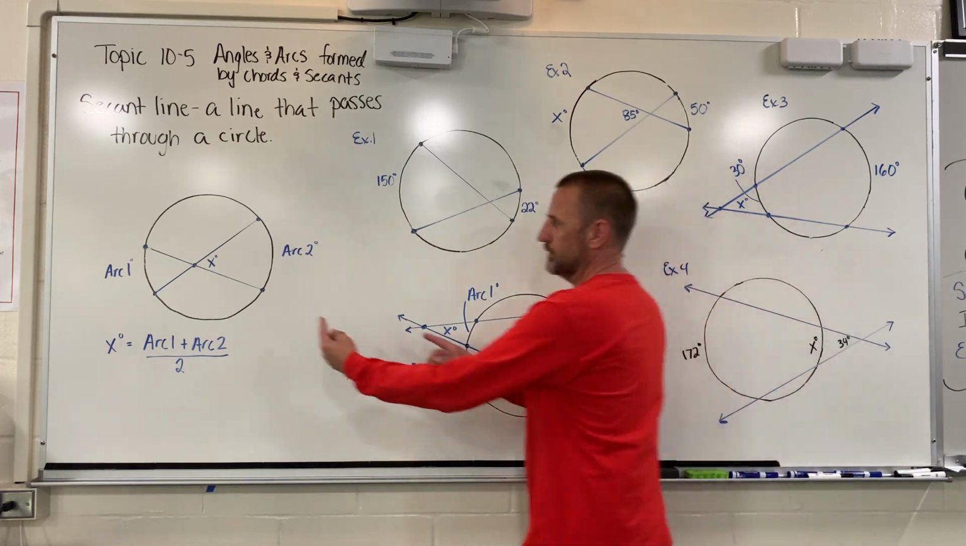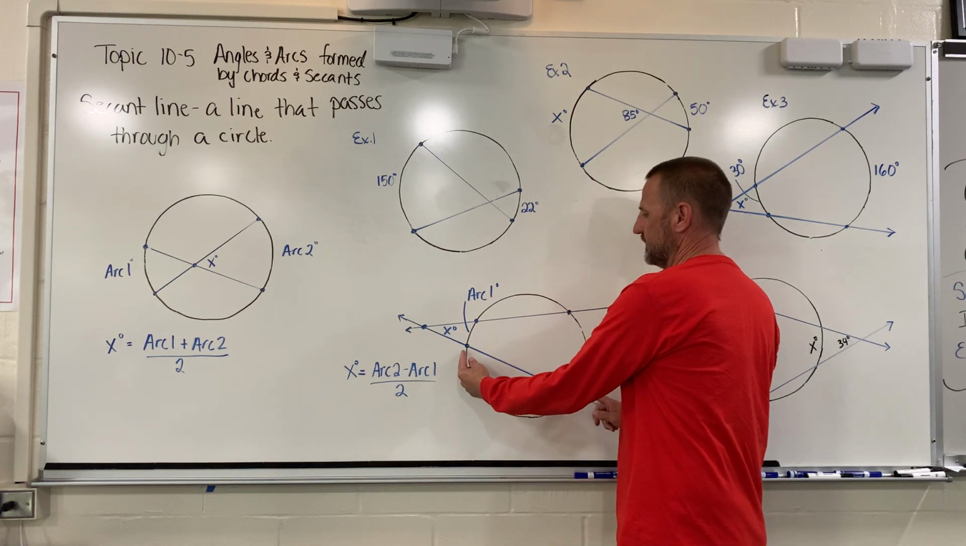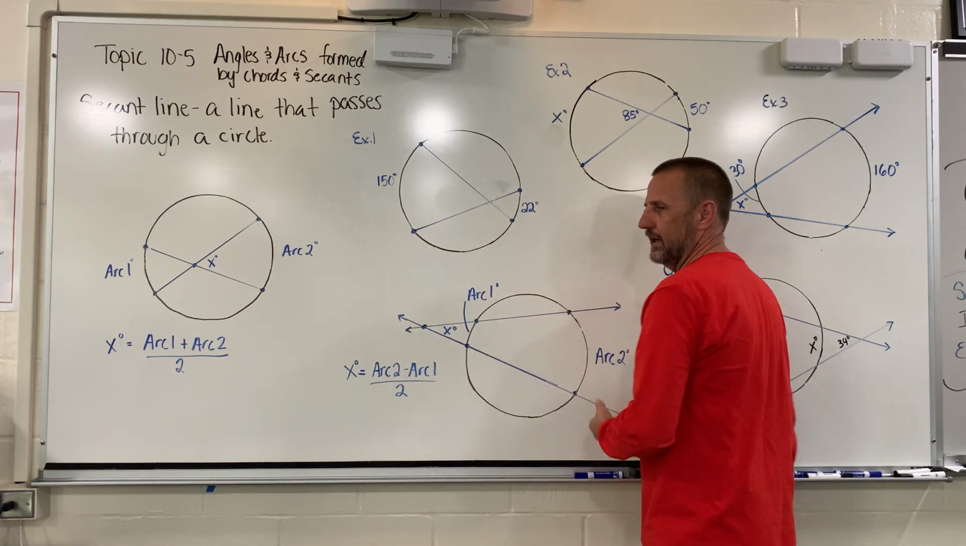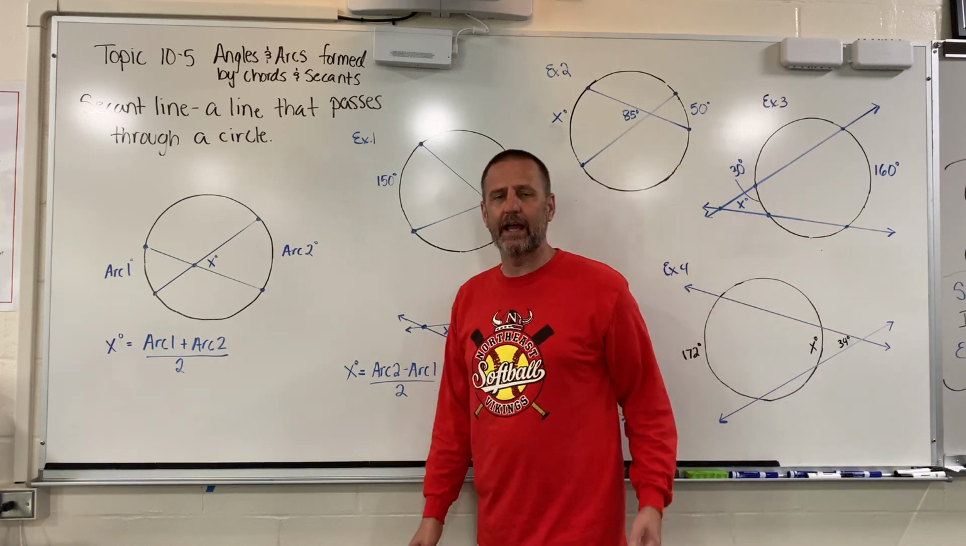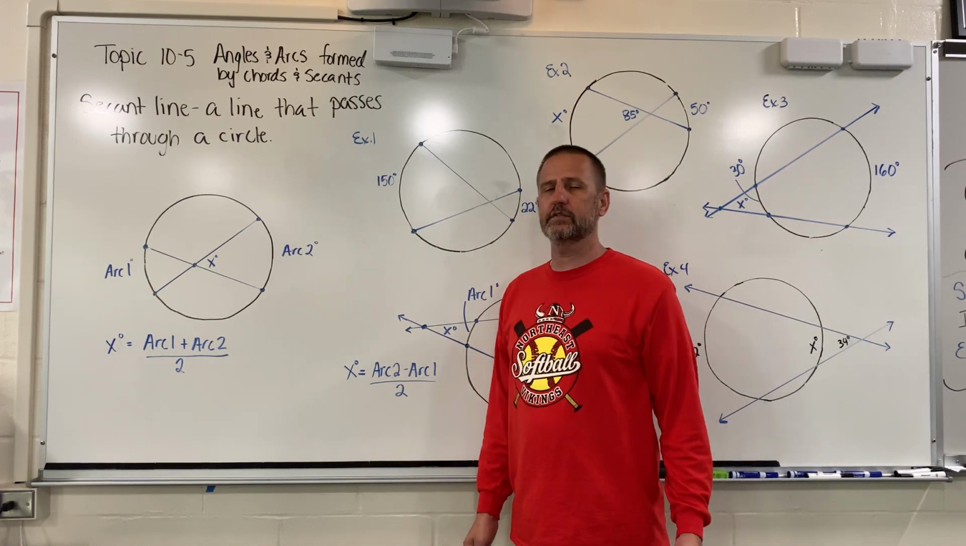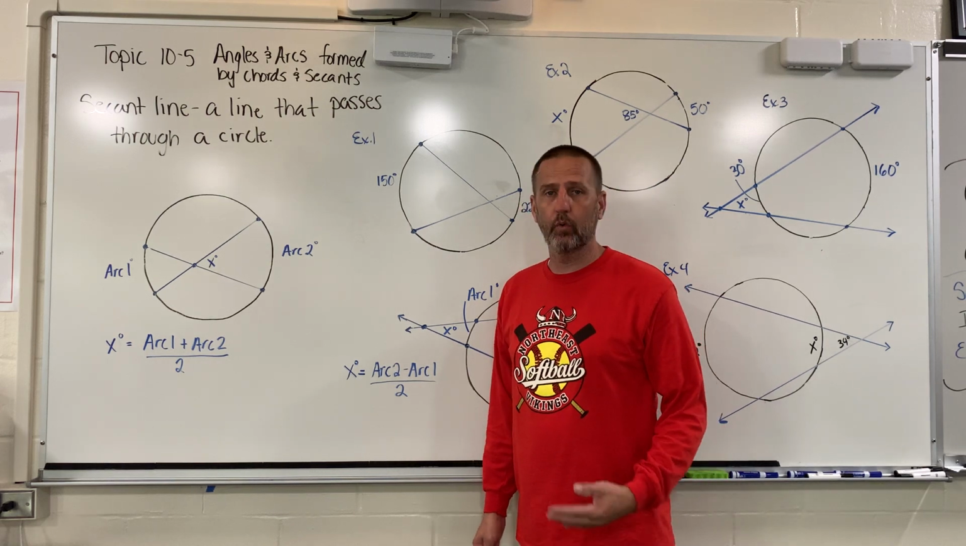So this is a picture of a chord. These are both chords, whereas this is a secant, and you can see it's a line that goes through. Our focus today is the angles that are formed and the arcs that are formed by intersecting secants and intersecting chords.